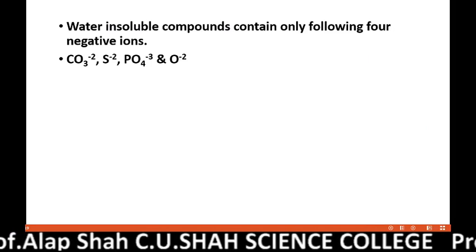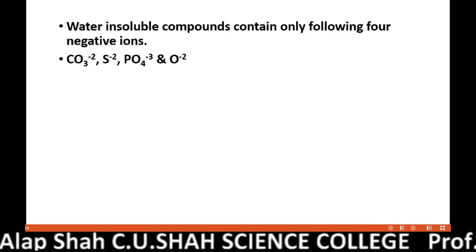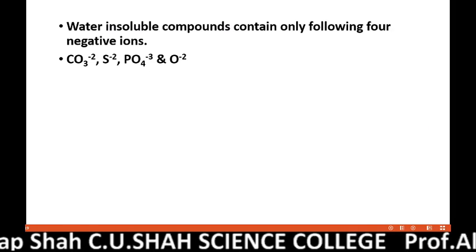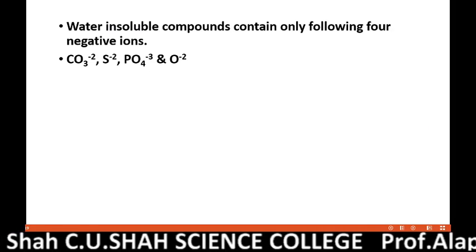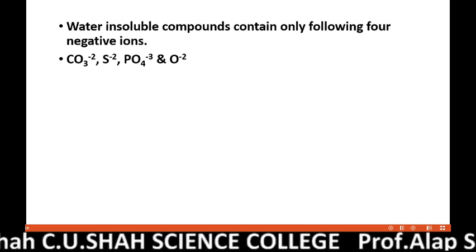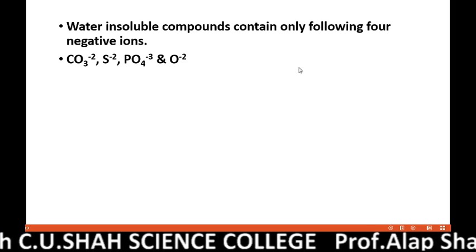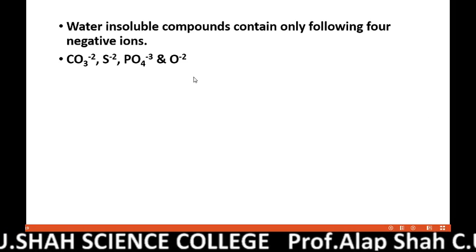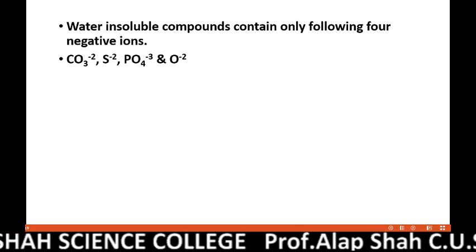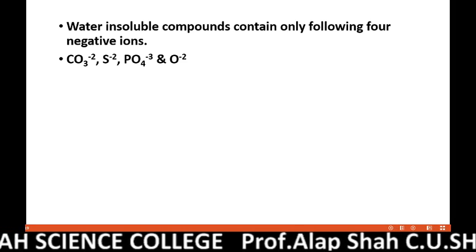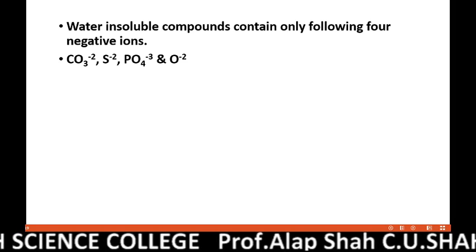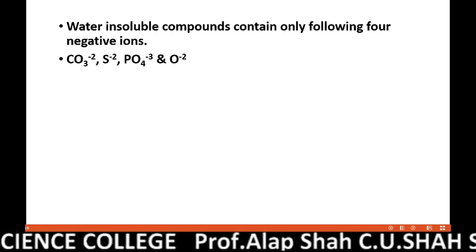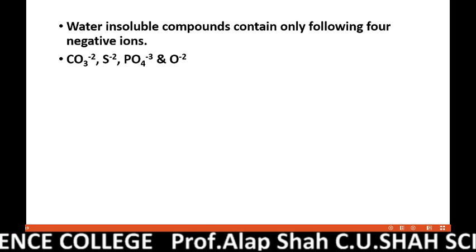And if these three are not present, then believe that O minus 2 is present. But again I am repeating, always remember that if it is water soluble, then don't think that these 4 cannot be present. They can be present, right? So in these 3 parts, we discussed the introduction and primary test in part 1, the dry test of the positive ion in part 2, and the dry test of the negative ion in part 3.